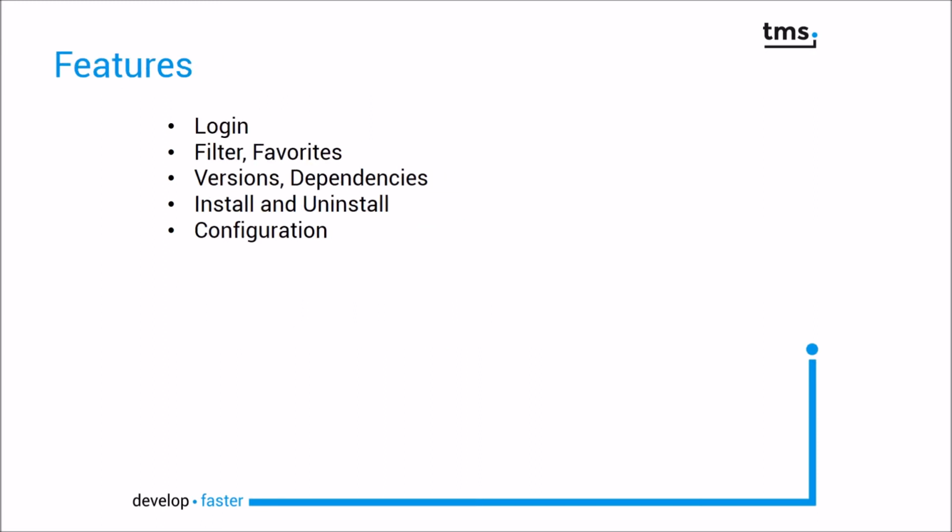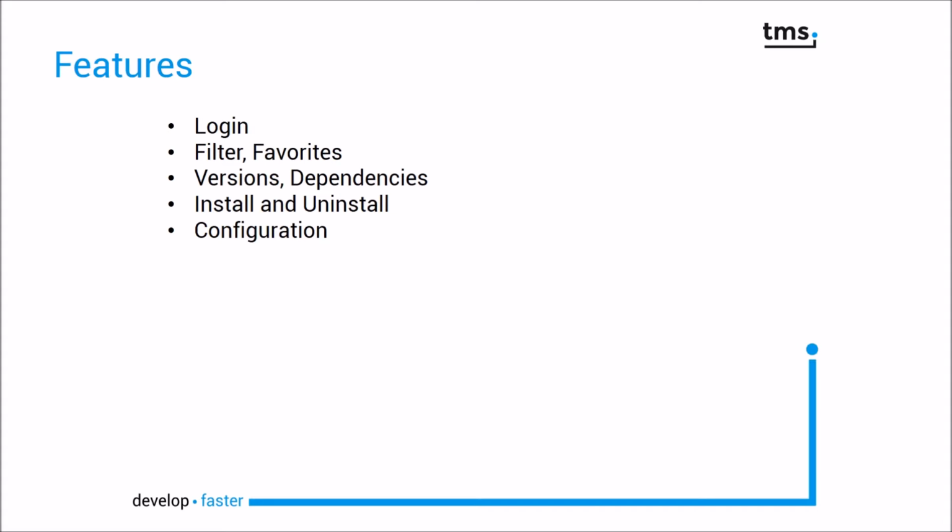So let's start digging into the features of the subscription manager. I'll start by giving you an introduction to the login, what information you need in order to log in into the software and what options you have there. The next features are filter and favorites. Filters and favorites allow you to select the products you want to install or update faster.